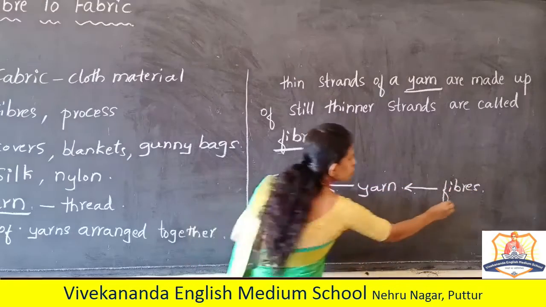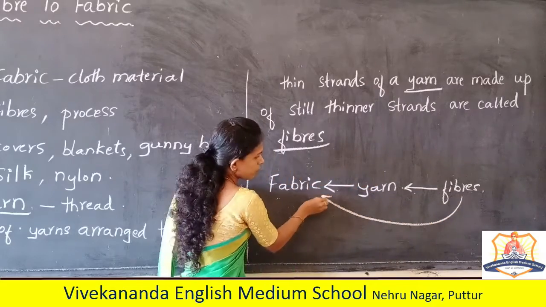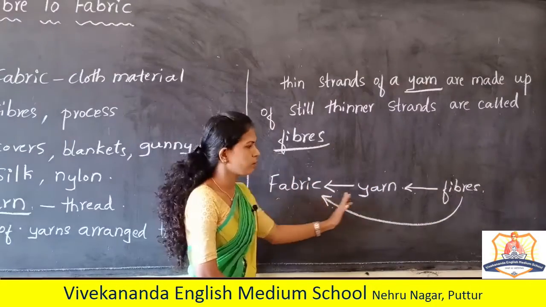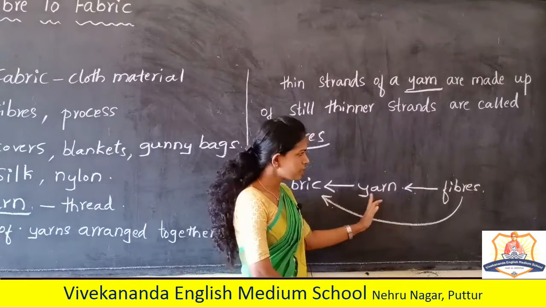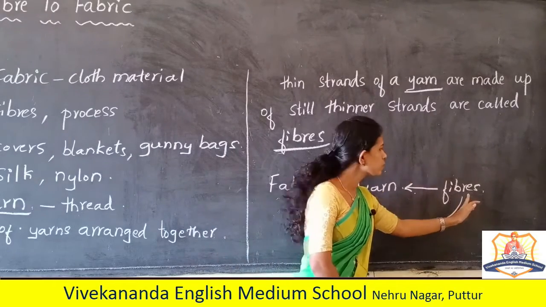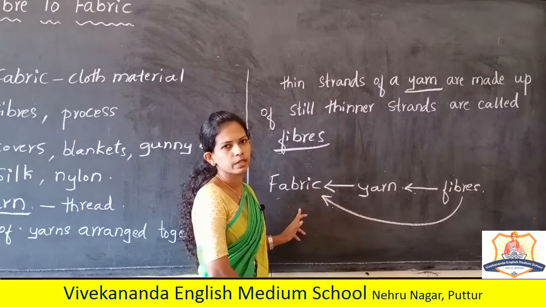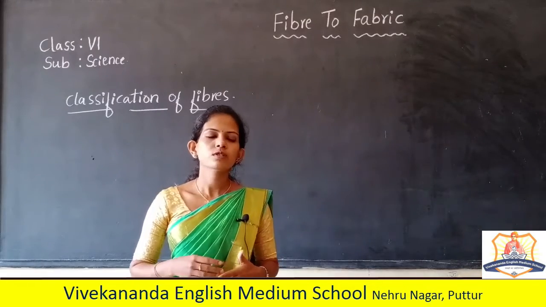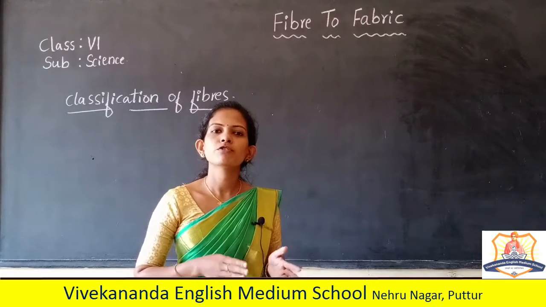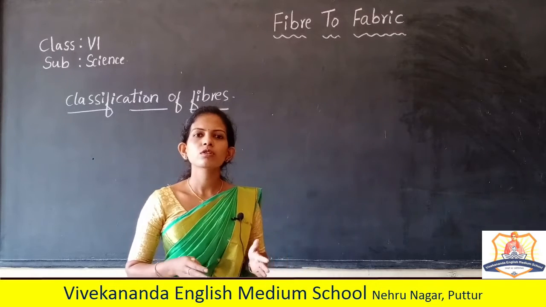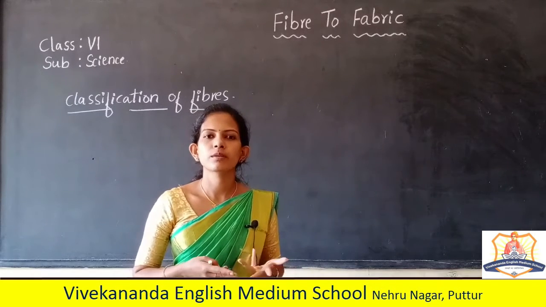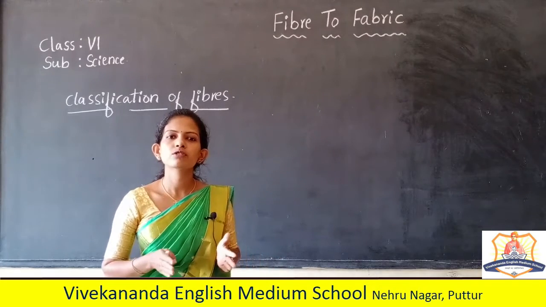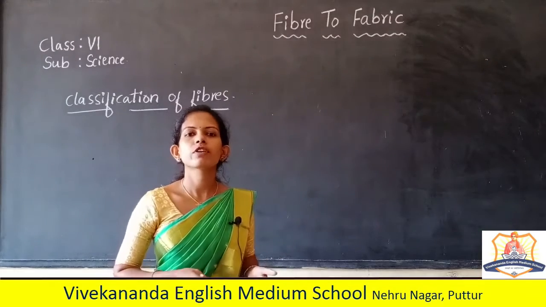So fiber to fabric. Understood? Fabric is made up of yarn and yarn is made up of fibers. So fiber to fabric, this is our lesson. I told you the yarns are made up of fibers, right? So where do we get these fibers from? We have to see that, right? For that we have to see the classification of fibers.